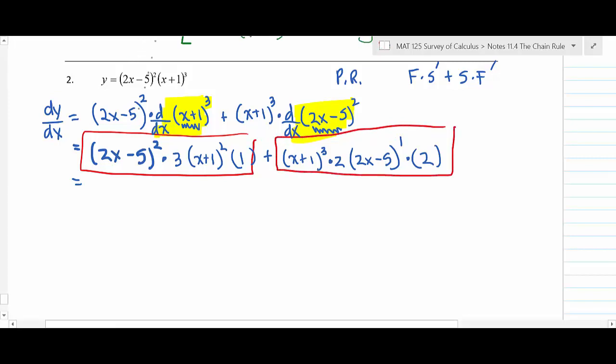I'm just going to write one more step, although you could bypass this. I'm going to write this first one as bring the 3 in front. 3 times 1 is 3. Then I'd have 2x minus 5 to the second times x plus 1 to the second. And then here I've got 2 times 2 is 4. And I've got x plus 1 to the third. And I'll keep that 2x minus 5 to the first, keep that first power just to emphasize.